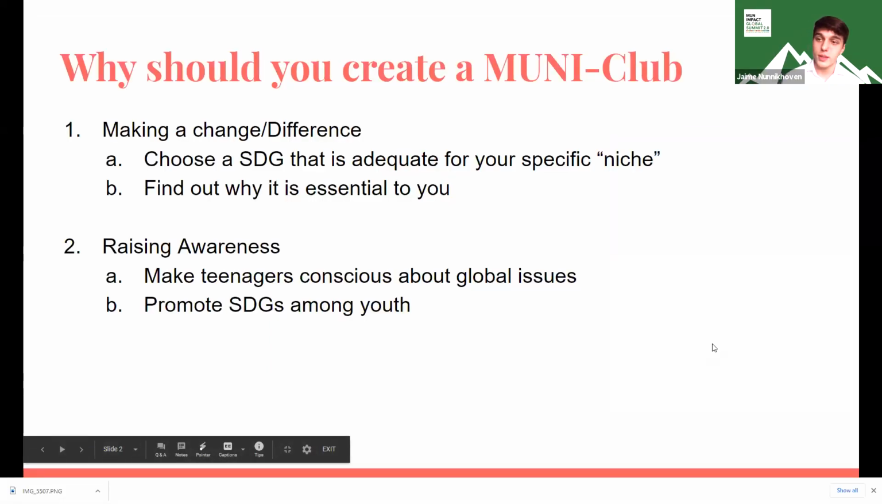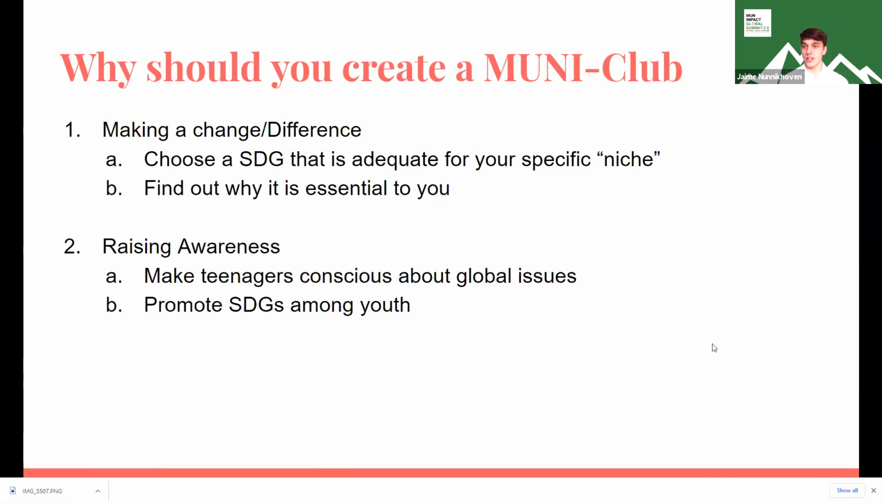So one of the key points is, why should you create a MUN Impact Club in the first place? Some people decide to create one in order to make a change. Perhaps their future project or life goal is related to this. As such, one way of putting that forth is to create a MUN Impact Club, and through that, in some specific way, through one of the SDGs, make that difference on a local scale. It's still a local change that really does make a difference when it comes down to it.